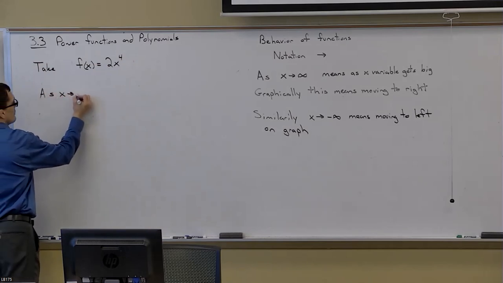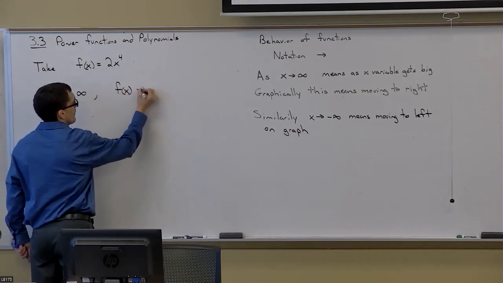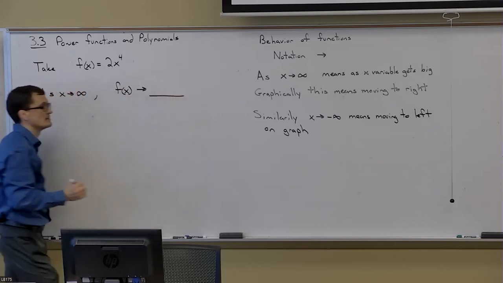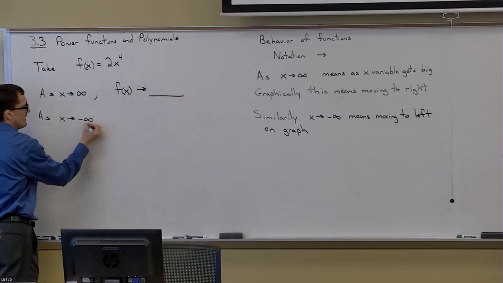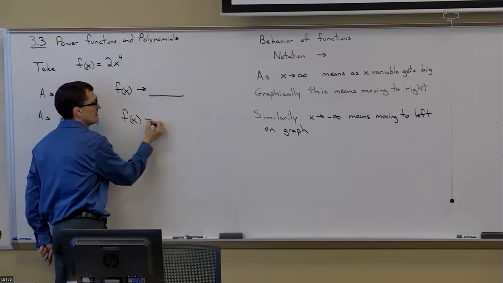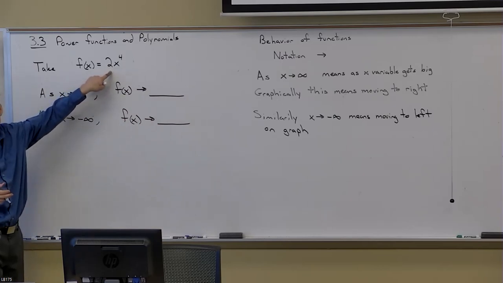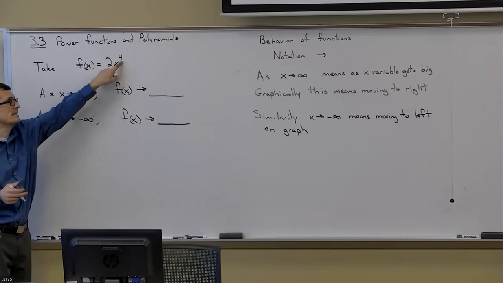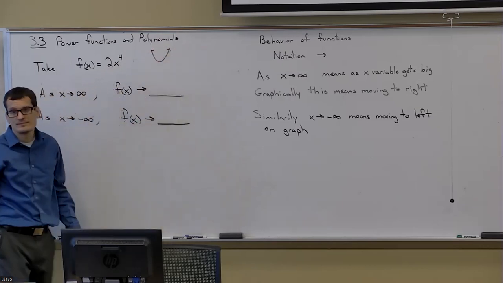As x goes to infinity, what does f of x do? And as x goes to negative infinity, what does my function f of x do? To answer this question, I only need to know what the graph of this looks like. And like we just said, we have a positive k and an even whole number. So I know this is going to be a cup shape of some sort.